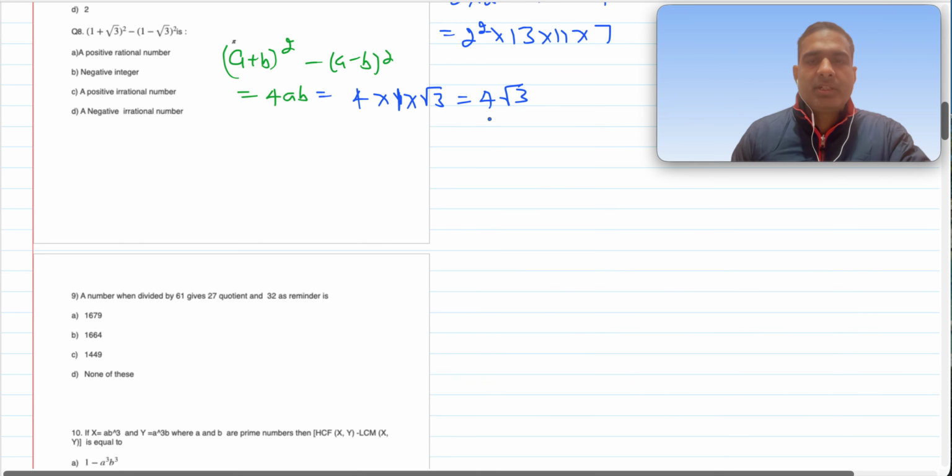So it is a multiplication of a rational and an irrational number. The product of a rational and an irrational number will always be irrational. So we can say a positive irrational number, this will be our answer.